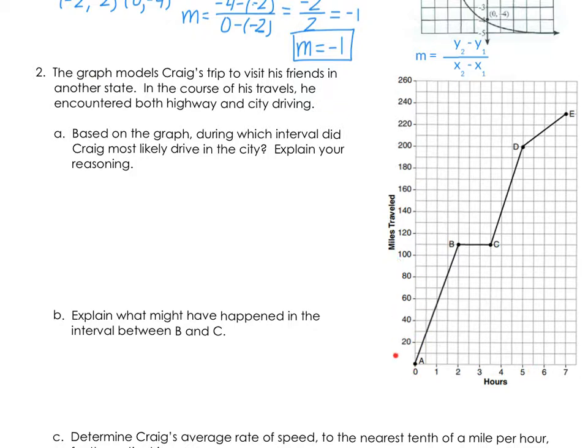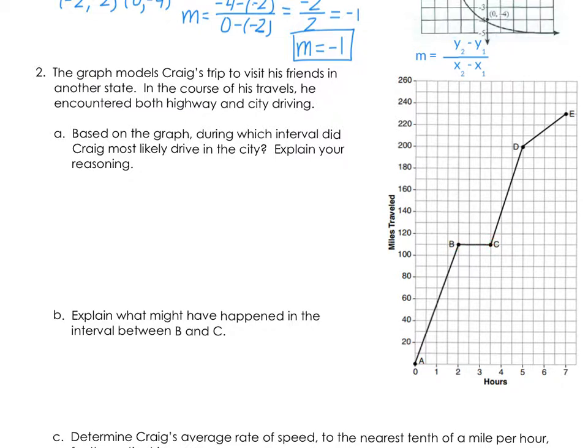So we're probably not going to travel, for example, from 0, 0 in 2 hours all the way 110 miles. If we figured it out exactly, we could divide 110 by the 2 hours and figure out the speed, which is about 55 miles per hour. Well, I'm going to say that's probably not city driving. Then if we look from B to C, my time is going by, it's been 2 hours and then 4 hours, but my distance has not changed at all. So I don't think that Craig is driving during this time.